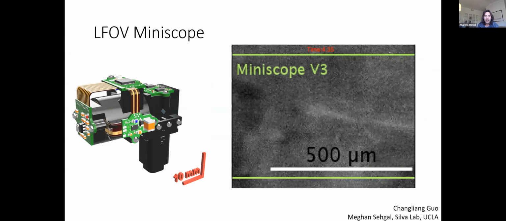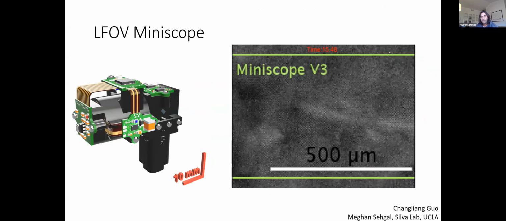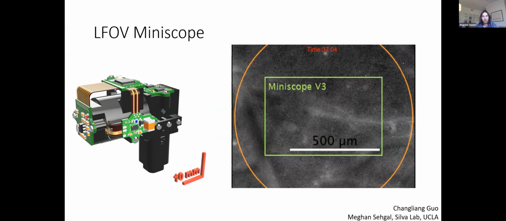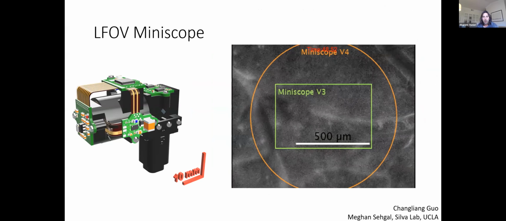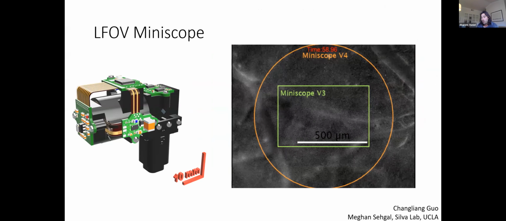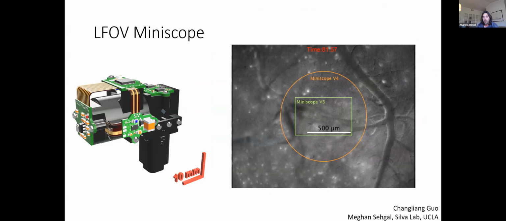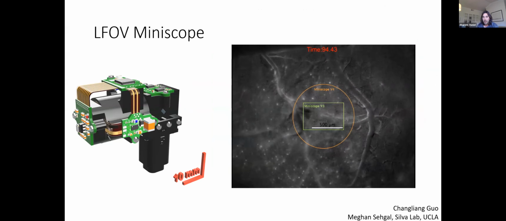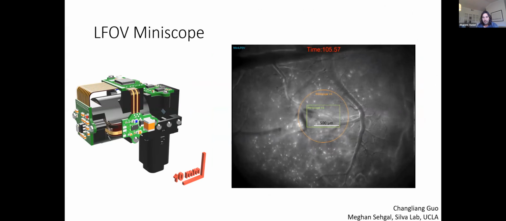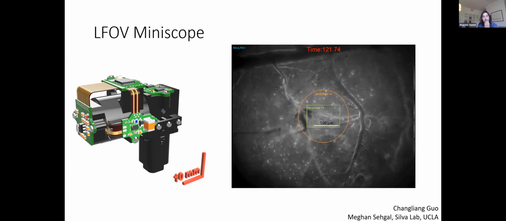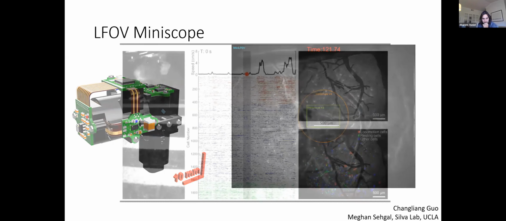Okay, so to give you a comparison of what you get from the field of view: this green rectangle is the average field of view you get from our old version 3 Miniscopes. This orange circle is the field of view that you generally expect from the standard version 4 Miniscope. And this large field of view Miniscope does quite a bit better. This is imaging in a head fixed mouse through a cranial window, and you get a much larger field of view. And again, we resolve single cells across the entire field of view.